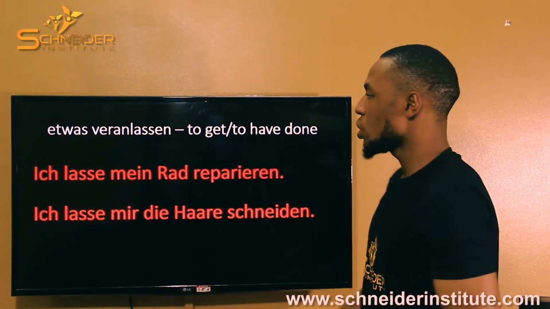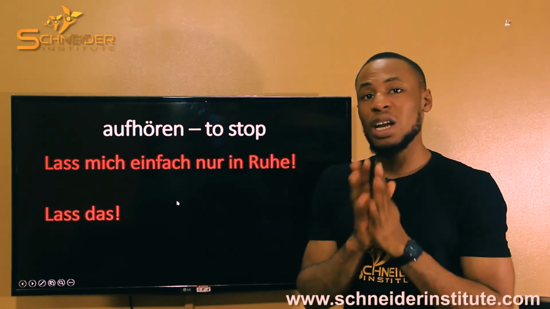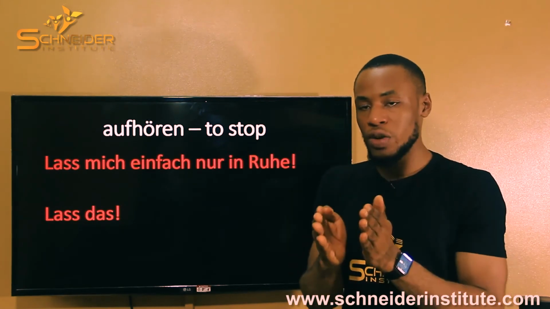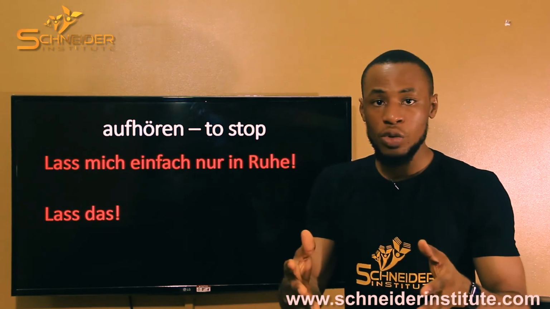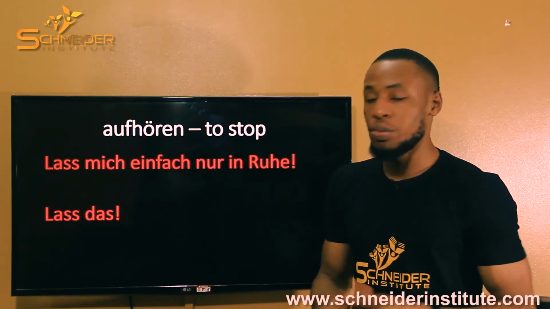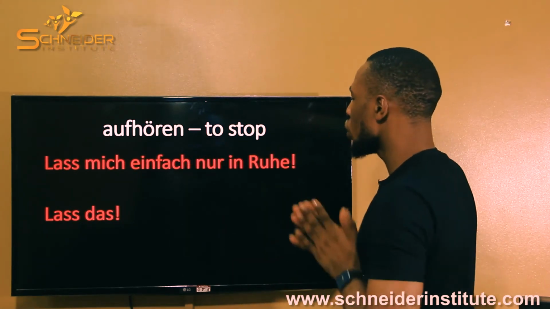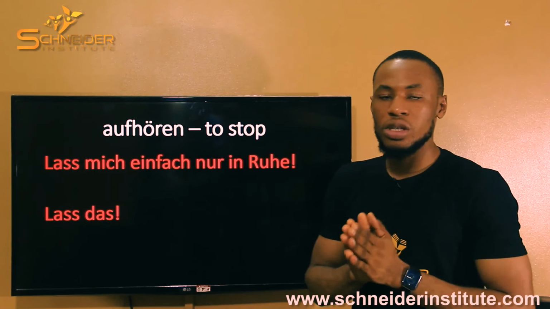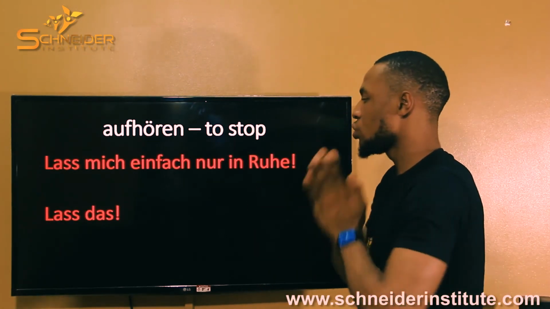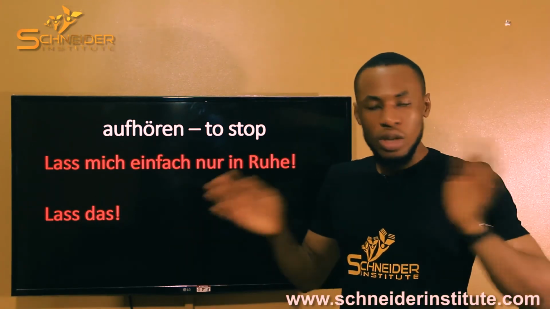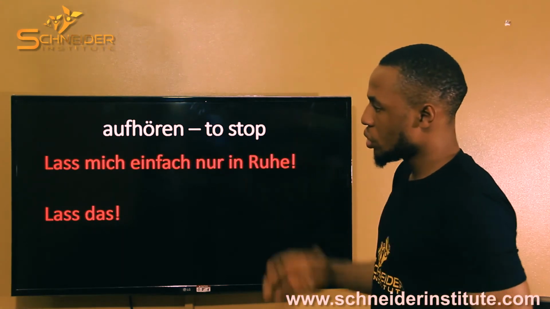All right. Now, the next one we have here simply says aufhören. Aufhören means to stop. Of course, as a separable verb, it means to stop. So if I say "Hör auf," which means I'm telling you, stop. That's imperative. So here it says, "Lass mich einfach nur in Ruhe." Just let me be in peace. When you want to simply tell someone, let me be. Which is why, of course, this is also imperative.